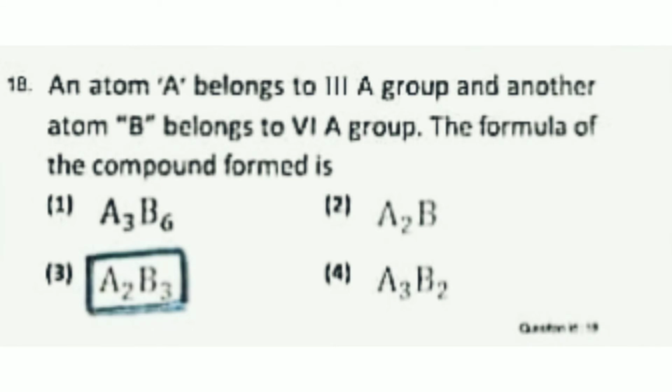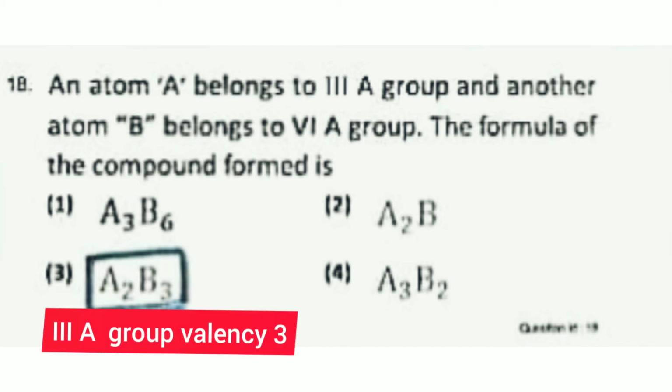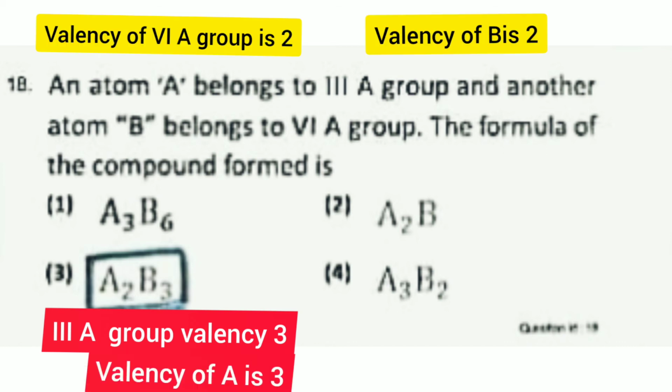Here an atom A belongs to third A group and another atom B belongs to sixth A group. The formula of the compound formed is: A belongs to third A group, that means the valency of third A group is 3. So the valency of A is 3. And the valency of sixth A group is 2. So the valency of B is 2. So using the crisscross method, we can write the formula of the compound as A2B3. So option 3 is correct.